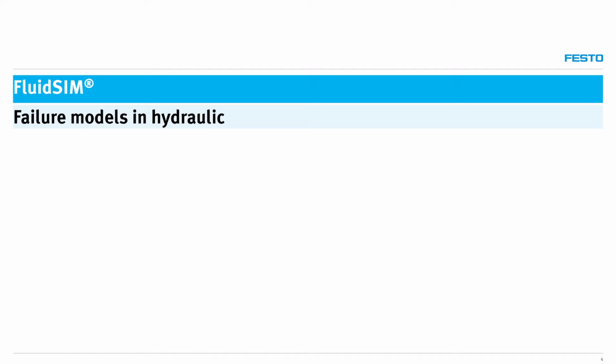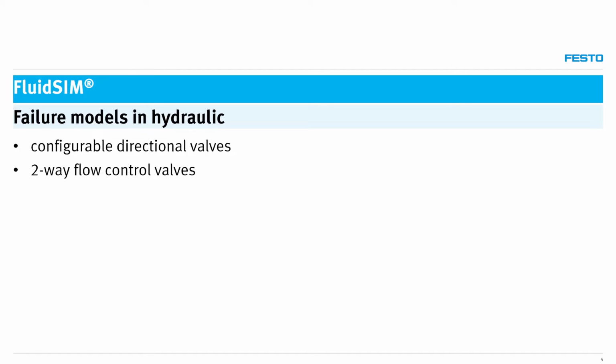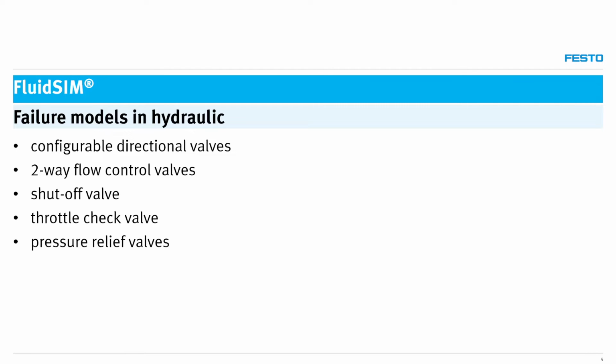FluidSIM 6 hydraulics contains failure models for configurable directional valves, two-way flow control valves, shut-off valve, throttle check valve, pressure relief valves, configurable cylinders and hydraulic lines. These models allow the simulation of circuits with defective assemblies or lines. With virtual measuring devices, failures in fluid power circuits can be localized and corrected in repair mode.